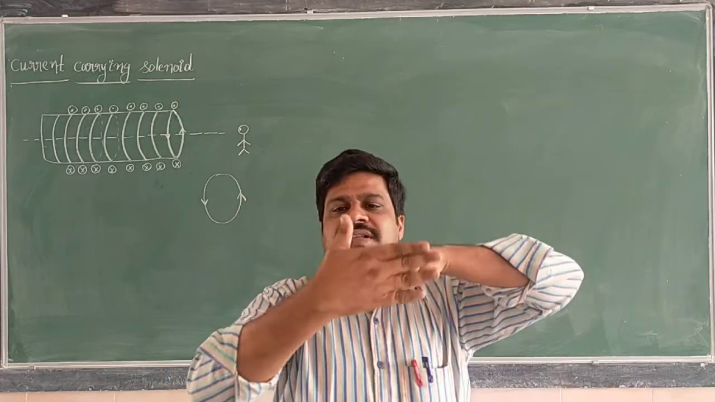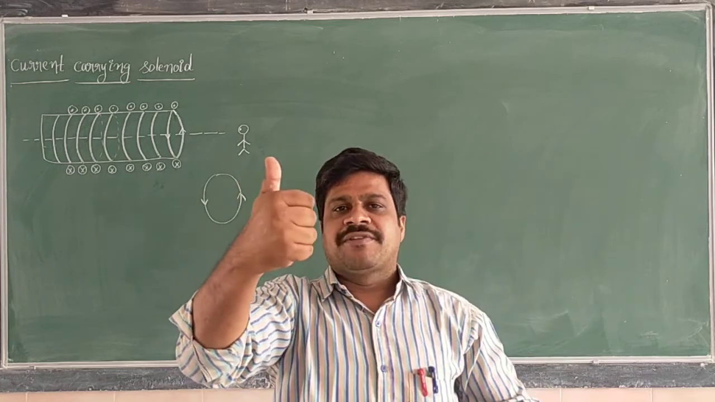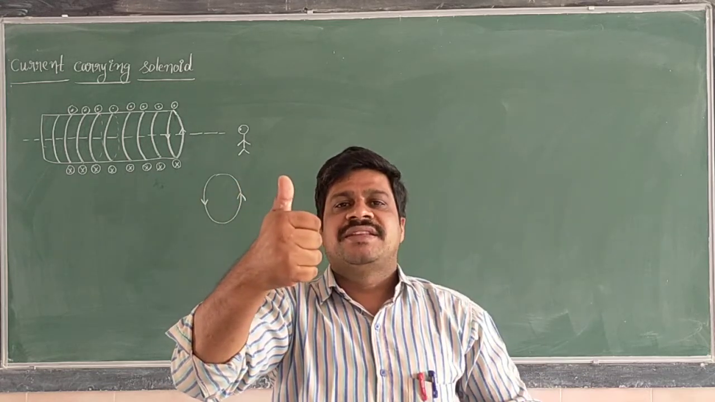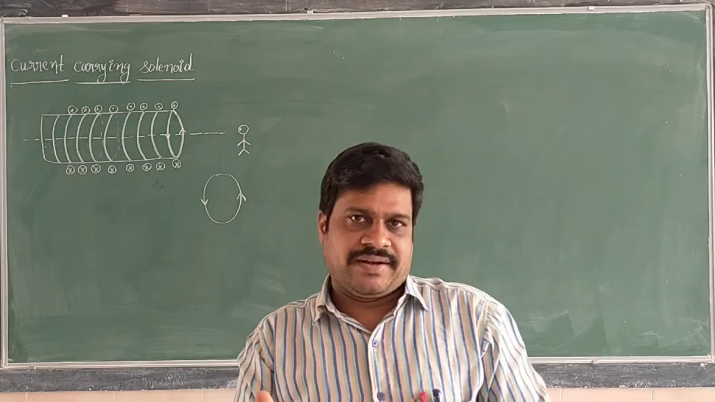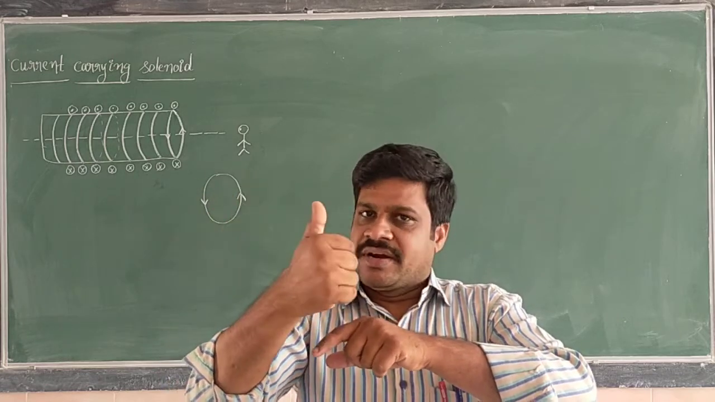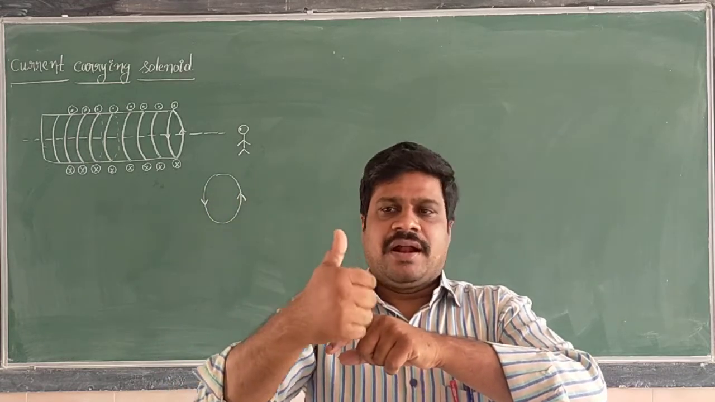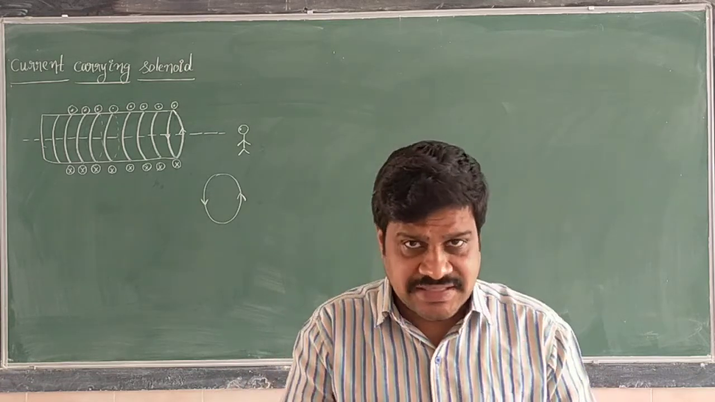We know what that is: the thumb points in the direction of current, and the closing fingers indicate the direction of the magnetic field. The reverse is also correct: the closing fingers give the direction of the current, and the thumb gives the direction of the magnetic field.